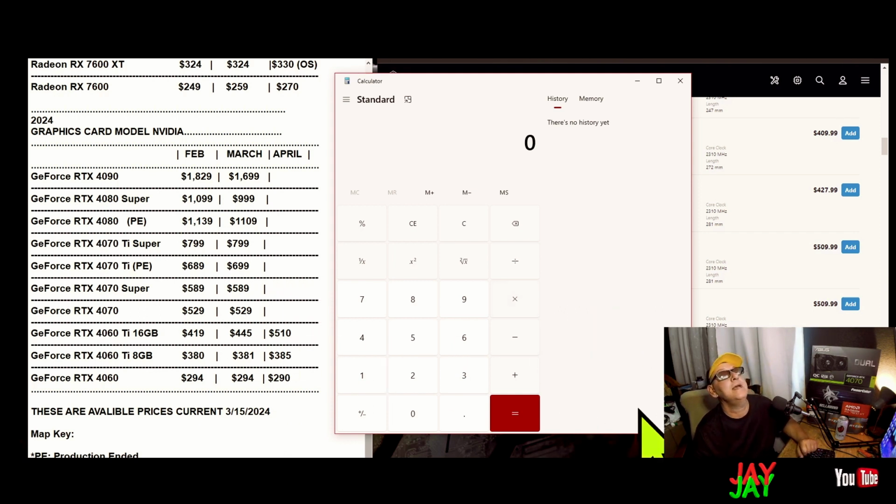Okay, so now what we're doing is right here: 419 to 445. So from February to March, 419 minus 445. That means it went up $26. That's why it says negative, because I did it backwards. So from February to March, it went up $26. So we take the 445 and subtract it from the 510.